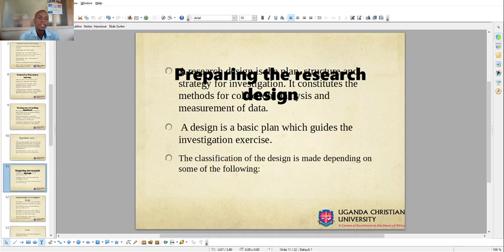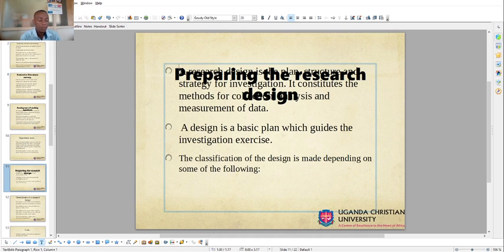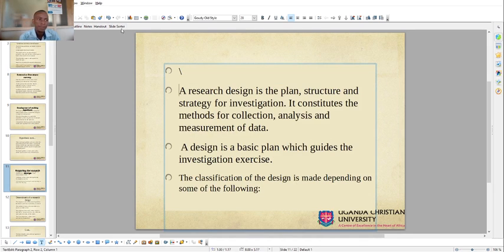So we'll see that we have several types of hypotheses. We have the null hypothesis, we have the alternative hypothesis. Let's move on.